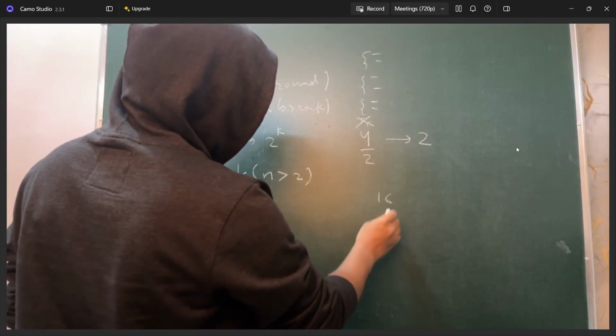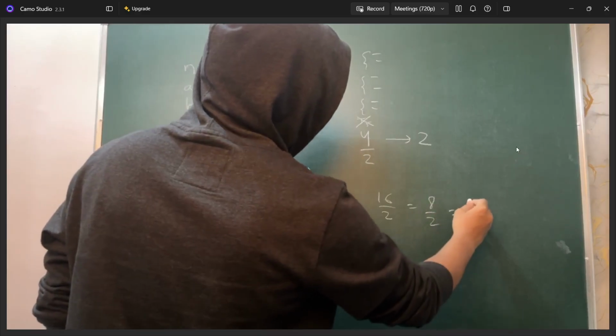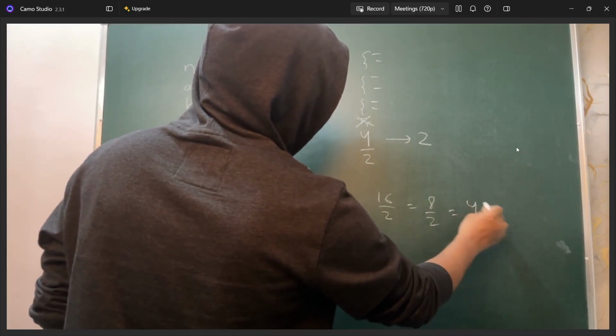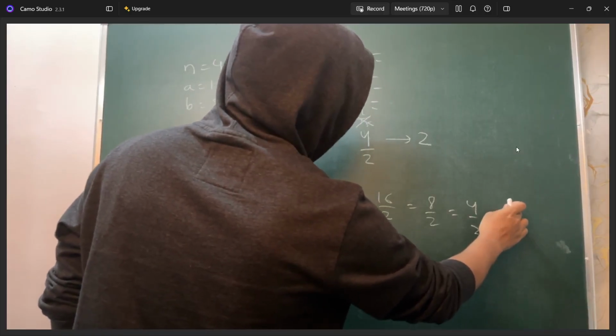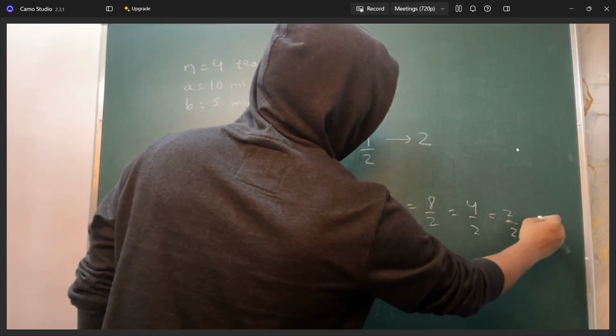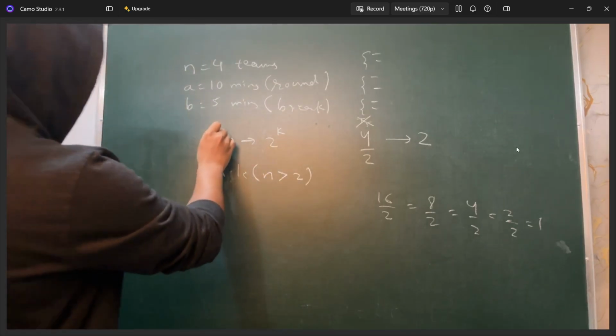Let's say 16, it is a power of 2. You divide it by 2, you will get 8 teams. Again, this is a power of 2 divided by 2. That is going to be 4. This is a power of 2 divided by 2. This is again 2, a power of 2. 2 power 1 is 2, and here you will get 1. So always it will be a power of 2. That is the meaning of this statement, and this statement is very important.